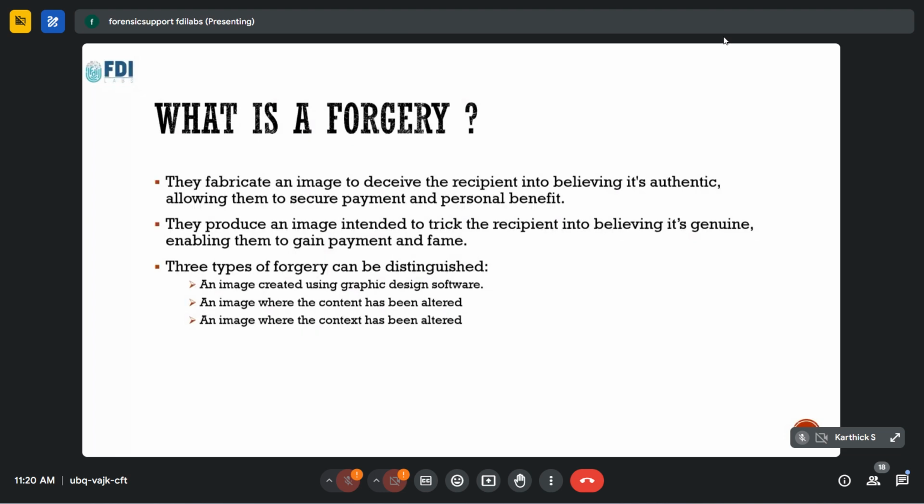And next, they produce an image intended to trick the recipient into believing it's genuine, enabling them to gain payment and fame. So this is the purpose of how the suspect is tampering the image, the data, and what purpose he gains from that. These are the three types of forgeries that we can read. One is an image created using graphical design software, and another is an image where the context has been altered.